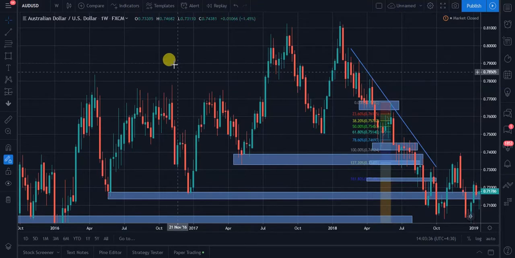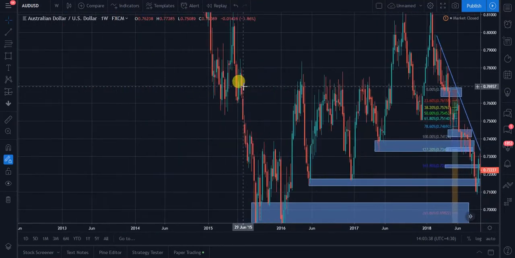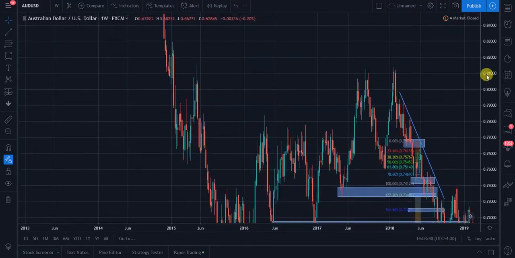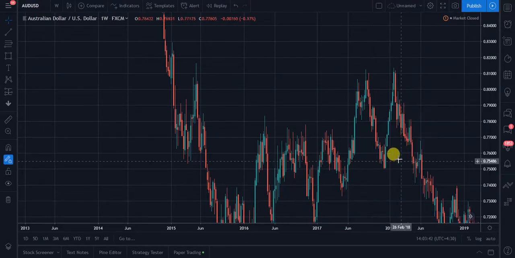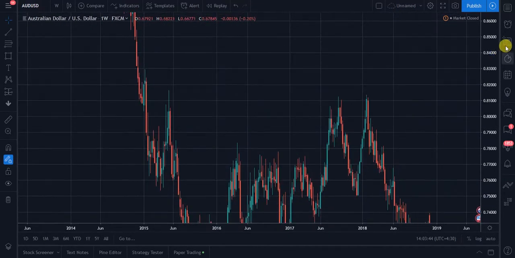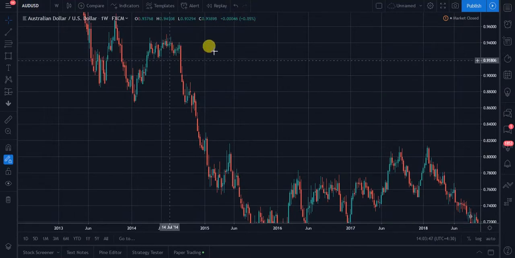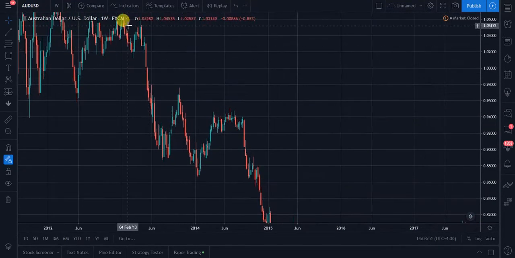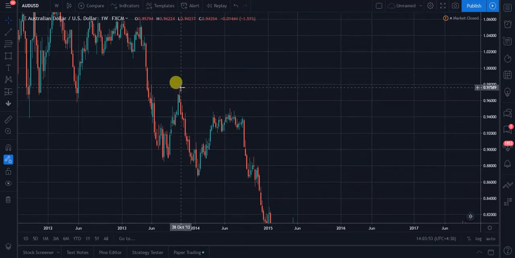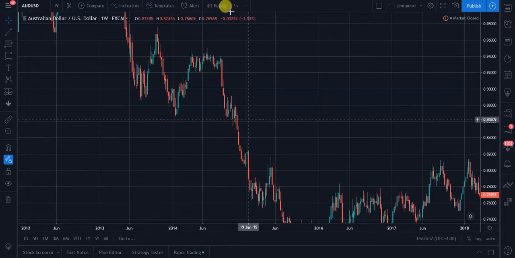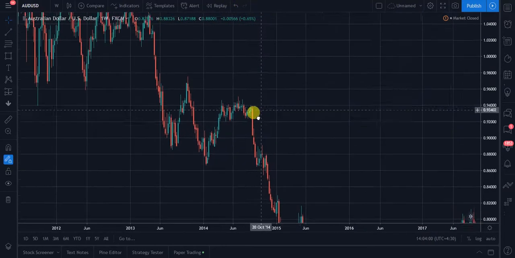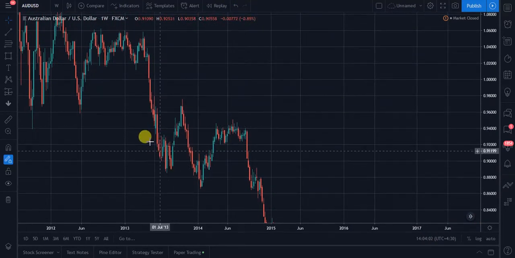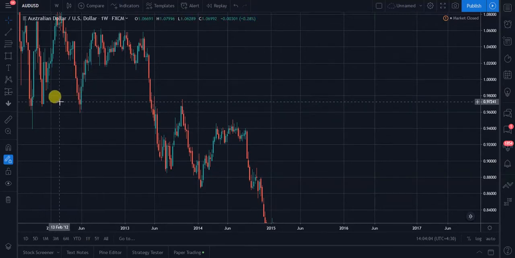Okay, I can show you other examples. Let's remove this drawing, please. So we have some big moves here, especially here, but we also have some support zones here.